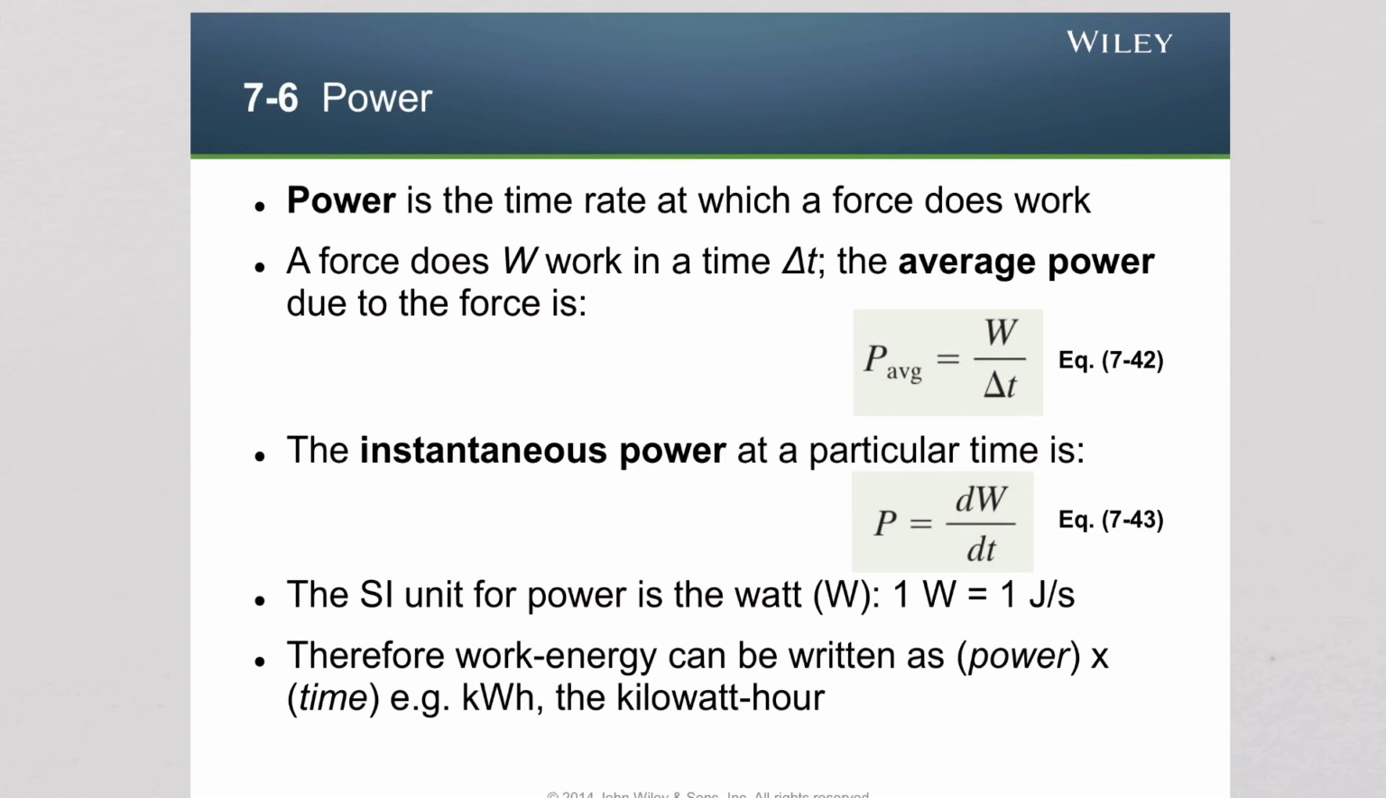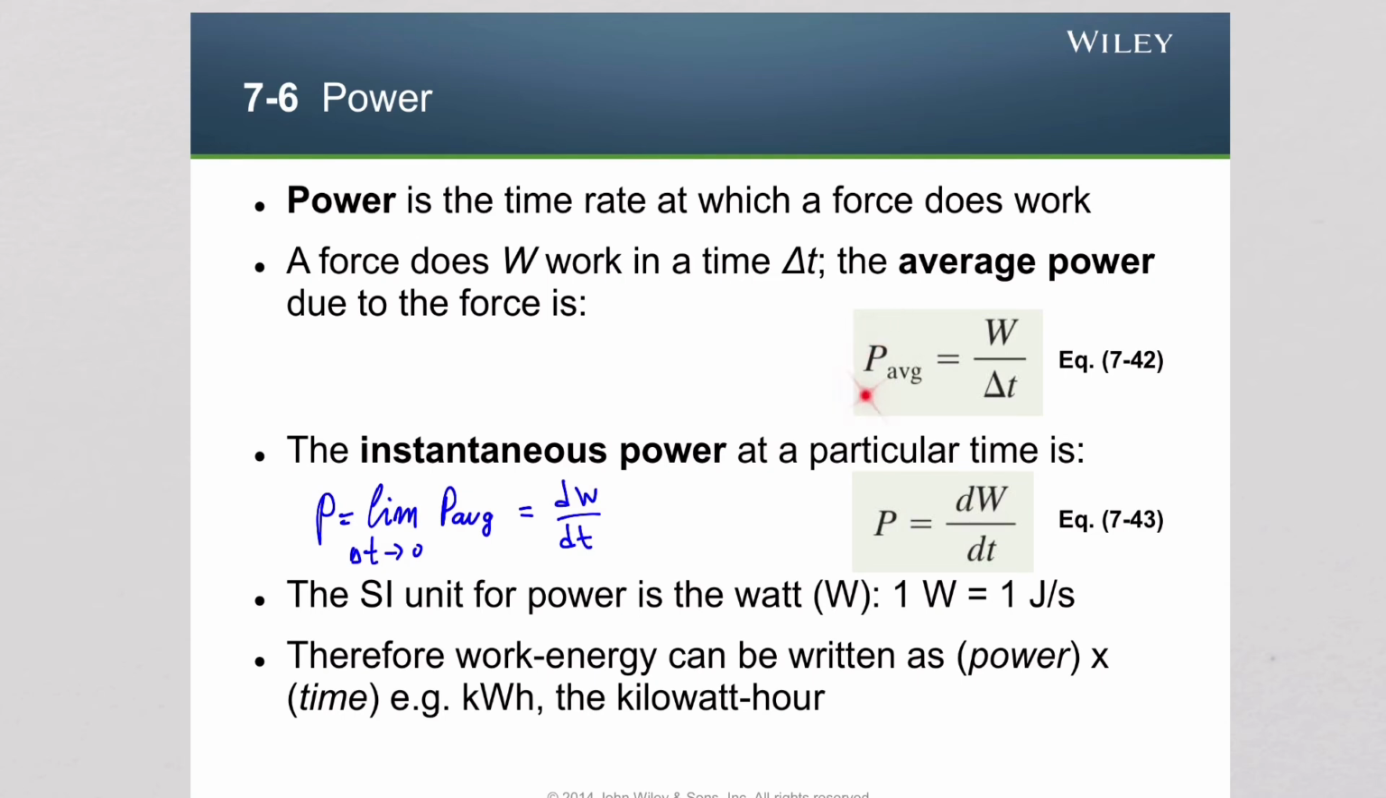If I wanted to know how much power was developed at a certain moment of time, then I must calculate the instantaneous power. The instantaneous power is calculated as the limit, as the time interval approaches 0, of the average power, or this is just the time derivative of the work done. So the instantaneous power is the time derivative of the work done. In the metric system, the units for power are watts, and 1 watt is equal to 1 joule per second.